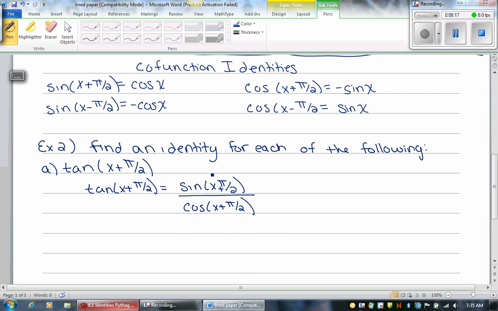Okay, so if we look up above here, we know that we have cofunction identities that match these. Sine of x plus pi over 2 is the same as cosine x. And cosine of x plus pi over 2 is negative sine x. Cosine over sine is cotangent. And don't forget, you do have that negative, and we need to keep that. So what we're left with, pardon me, is negative cotangent x.